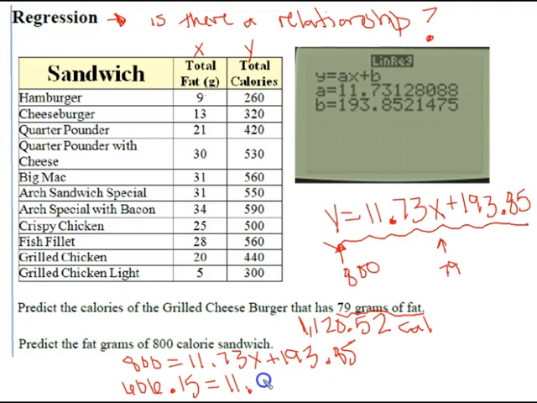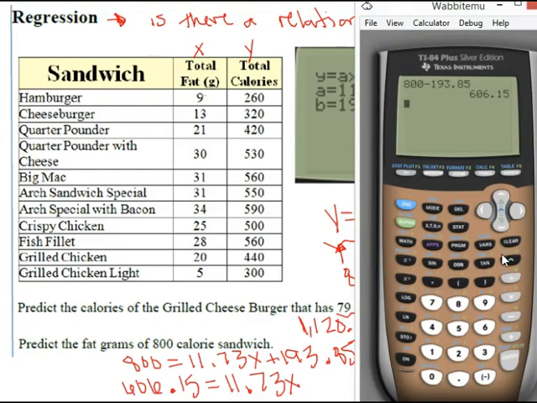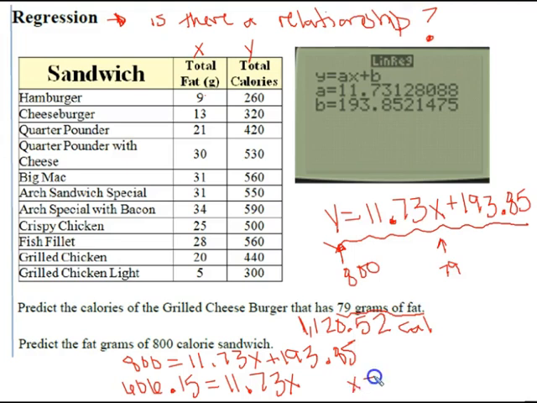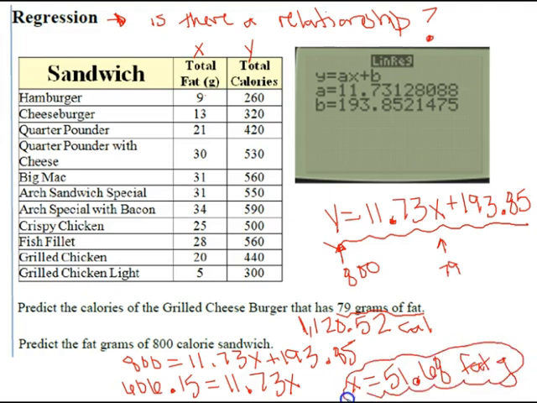equals 11.73x, and our last step is to just divide by 11.73, and we get 51.68, we'll say. Okay, so x equals 51.68 fat grams. There we go, fat grams. So again, notice how 800 calories is kind of off our list here. We're going to use this equation to predict information.